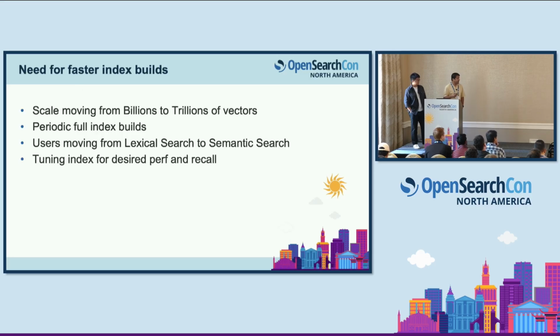Now, with the evolution of vector search in the past couple of years, we are seeing more and more use cases coming up. We recently had a talk about trillion-scale vector databases. So let's talk about why we need faster index builds.